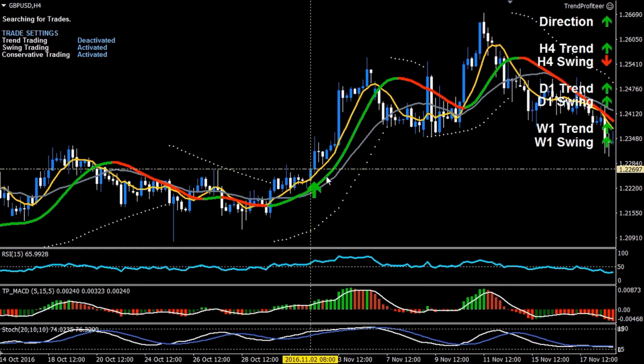The trend follower must be green. The yellow moving average must be above the gray moving average. The price must be above the yellow moving average. The RSI must be above the 50 line. The MACD must be above the 0 line. It must be green, and it must be above the signal line, and of course preceded by at least 2 consecutive red histogram bars. So all the rules are in place.